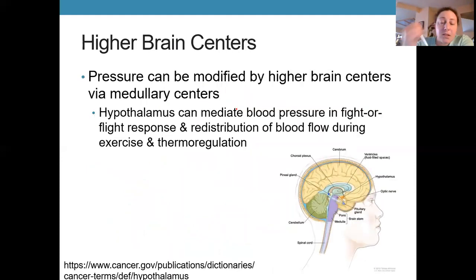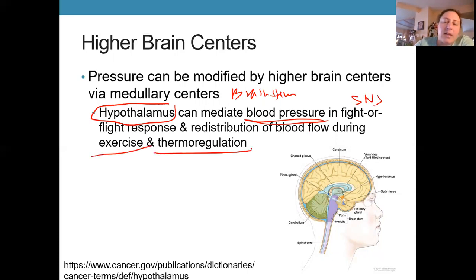Now, higher brain centers can also have an effect. This is where we get the hypothalamus influencing what's happening in the brainstem. Medullary centers are brainstem. Because the hypothalamus has a strong role in autonomic control, it'll control blood pressure during your sympathetic nervous system reflexes, as well as redistribute blood flow during exercise and thermal regulation.